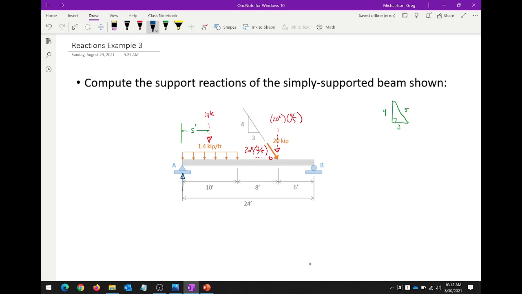Now, in terms of our reactions, we've got a vertical reaction here, we'll call that AY, and a vertical reaction here, call it BY. Is that it? No, we have a horizontal reaction at A, AX. Somebody help me out. Which way do you think I should draw it, left or right? To the left. You're pointing that way. You're exactly right.